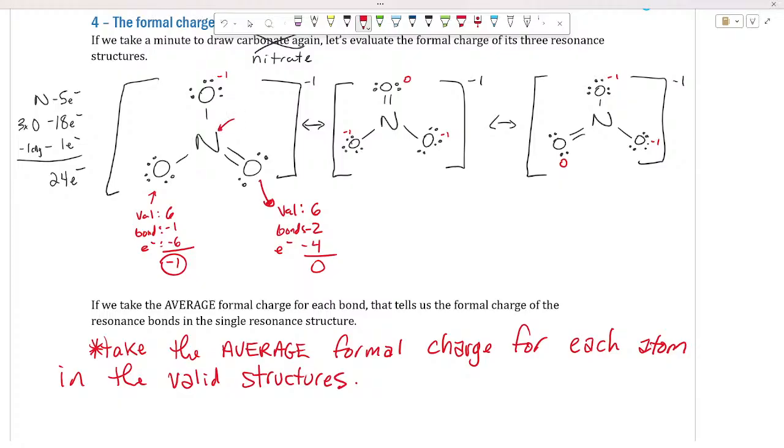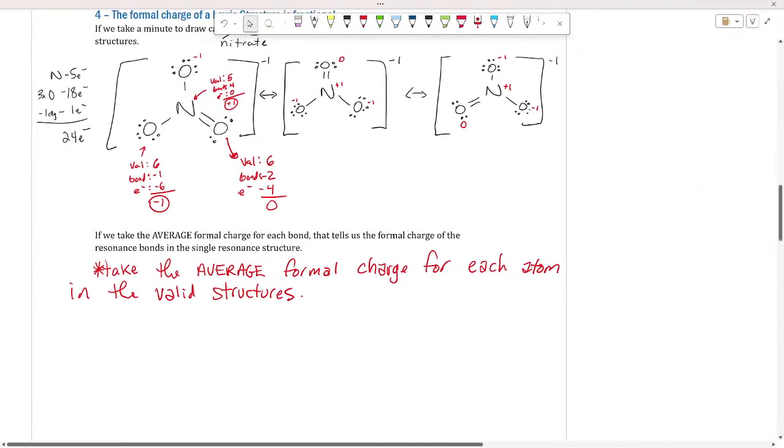And then what about nitrogen? What's nitrogen's valence? 5. How many bonds is it making? 4. How many electrons does it have? 0. Which gives it +1. And it's going to have a +1 in each of these structures. Does that make sense?